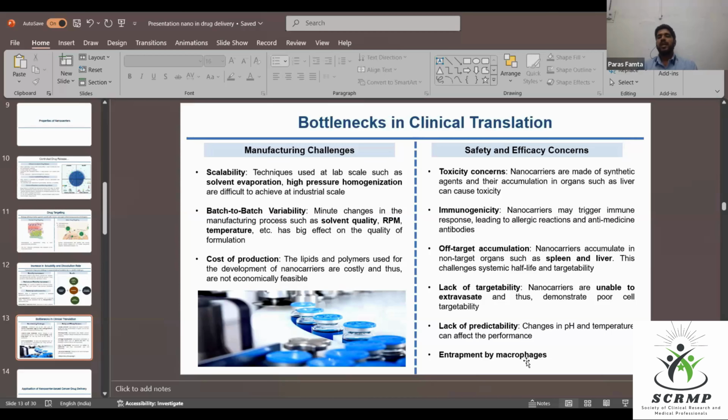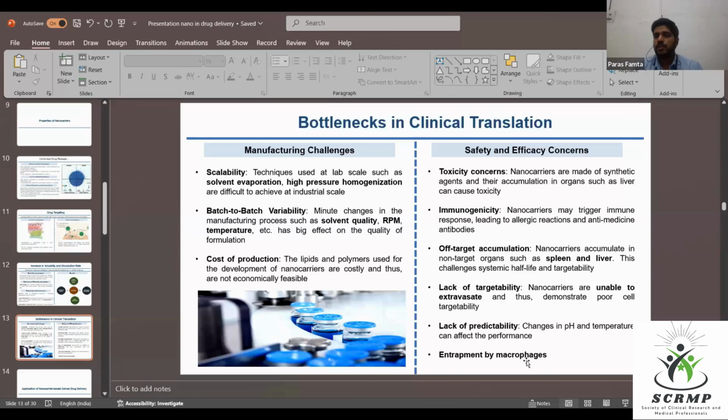And nanocarriers can also cause immunogenicity. Immunogenicity means they can trigger some immune response in the body, which can lead to allergic reactions and anti-medicine antibodies. If anti-medicine antibodies are generated, then the whole of the medicine will be eliminated out of the body, and we will not be able to see any therapeutic effect.